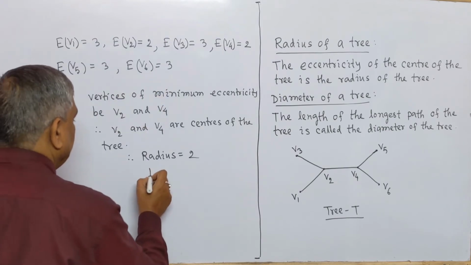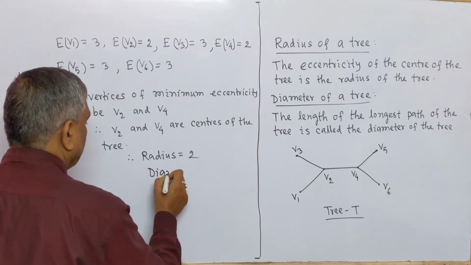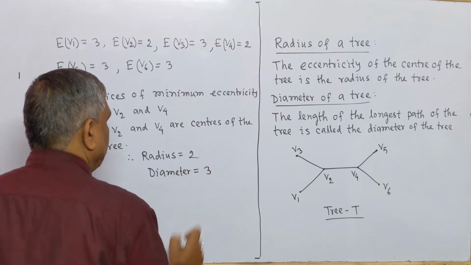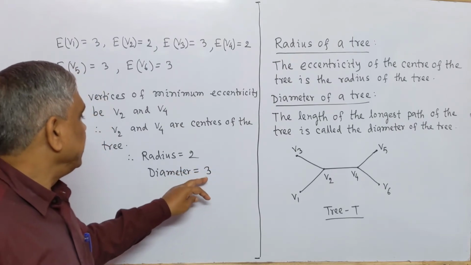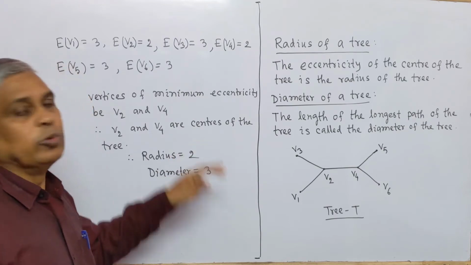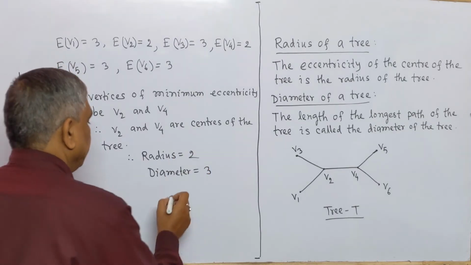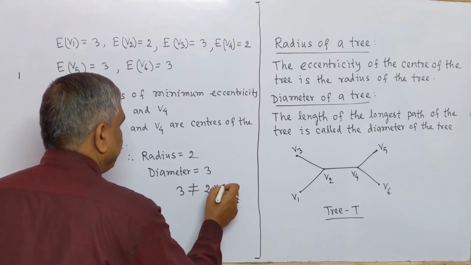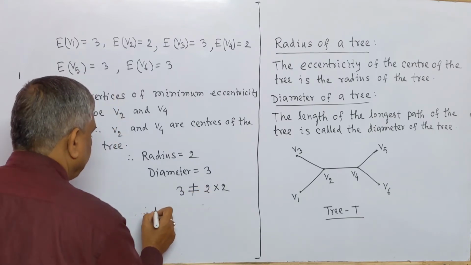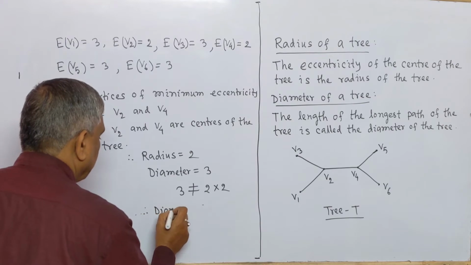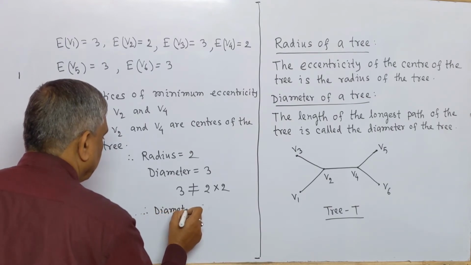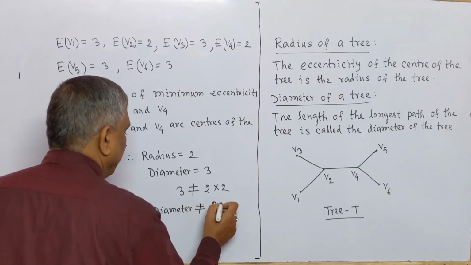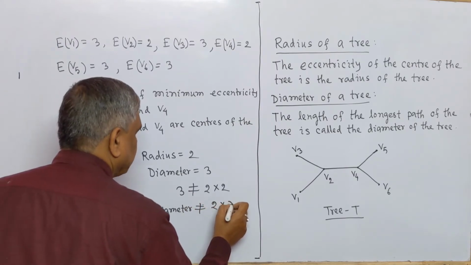Therefore, diameter is 3. Here 3 is not double of 2. 3 is not equal to 2 multiplied by 2. Therefore, diameter is not equal to 2 multiply radius.